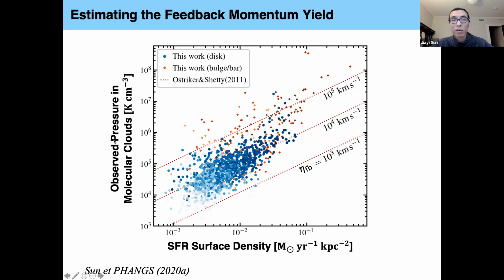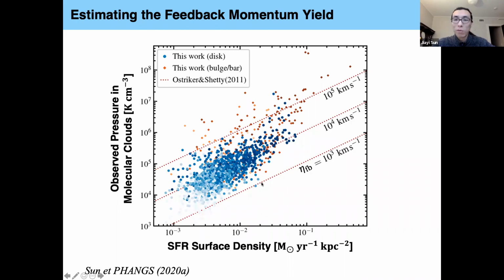Y-axis, pressure in molecular clouds measured, and x-axis, star formation rate surface density measured on KPC scales. The ratio between those two is just the eta FB term, and this is typically expressed in units of kilometers per second, as I just said. And just to remind you, this means the momentum injection per unit stellar mass formed.